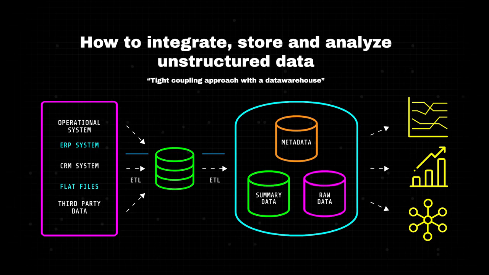This approach is called tight coupling, since in this approach data are tightly coupled with the physical repository at the time of query. In the case of a data warehouse, unstructured data is transformed to structured data. In the case of Hadoop Distributed File System, every type of data can be stored with no transformation.